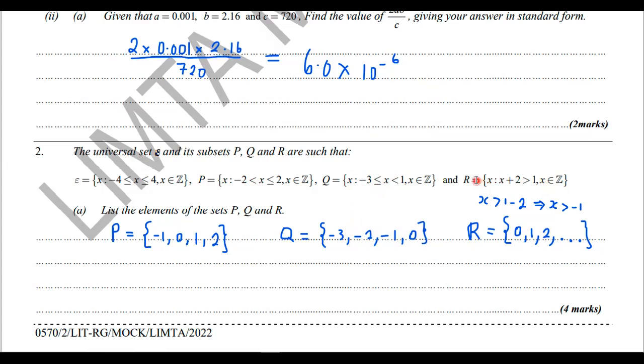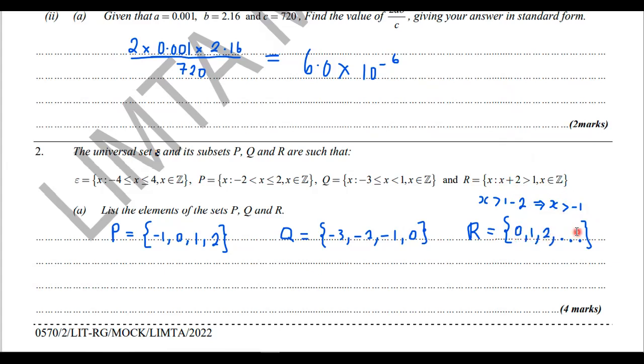And R is the set: x plus 2 should be strictly greater than 1. So I made a short way that we can do this. We can just solve the inequality x plus 2 strictly greater than 1, and we'll have x to be strictly greater than negative 1. Since x is strictly greater than negative 1, it means the first element of this set is 0. So we have 0, 1, 2.